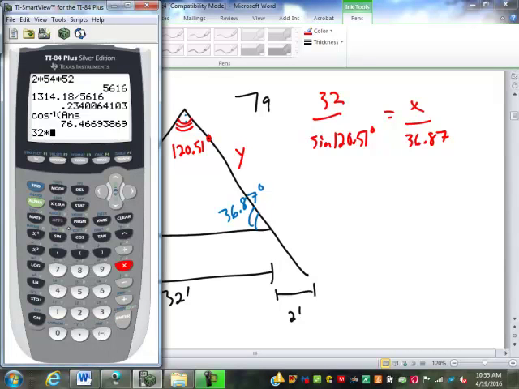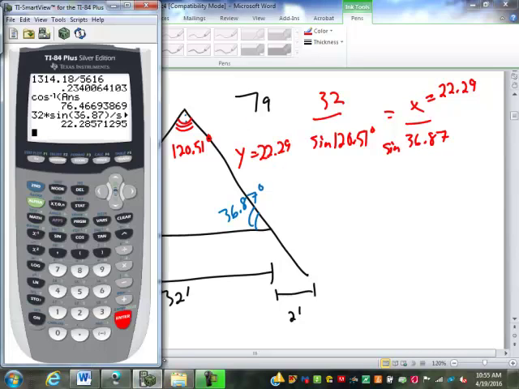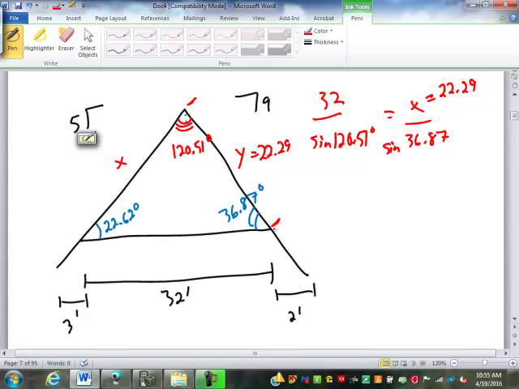32 times sine 36.87 divided by sine of 120.51 gives 22.29. Is that right? Did I punch something in wrong? Well, that looks right. So this is 22.29. Now remember, that only goes from here to here.